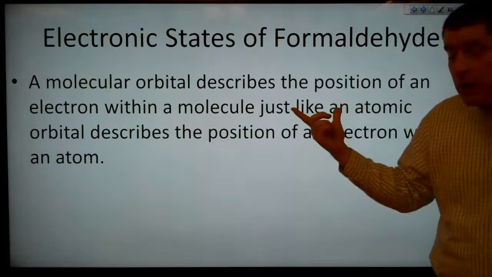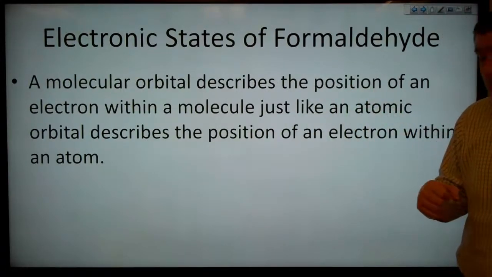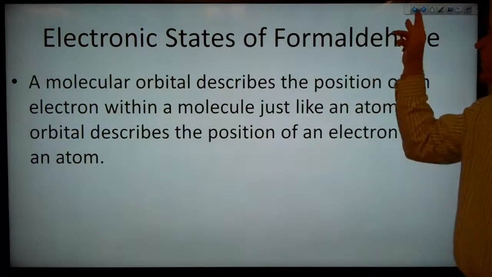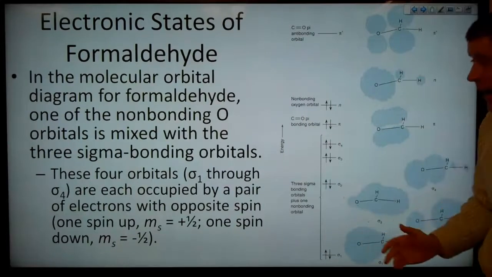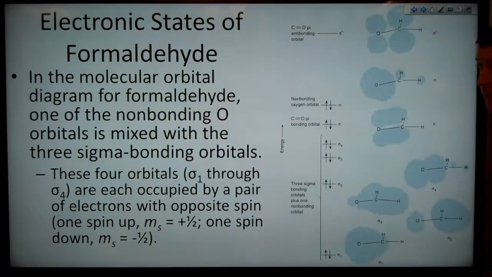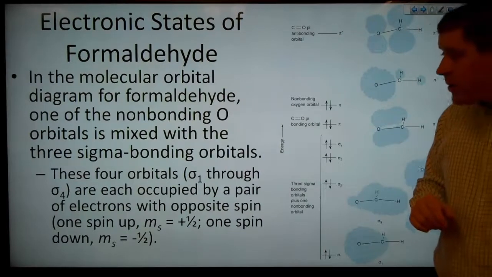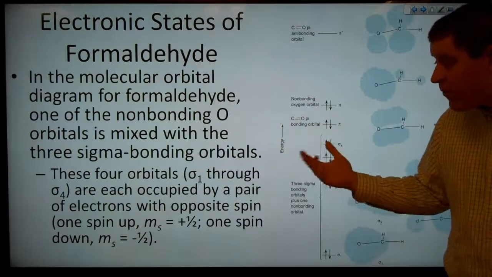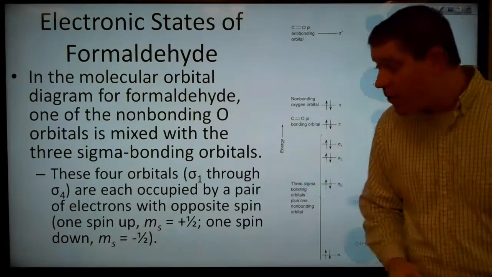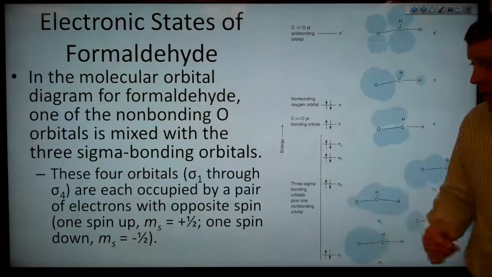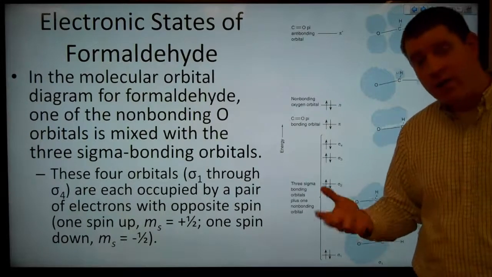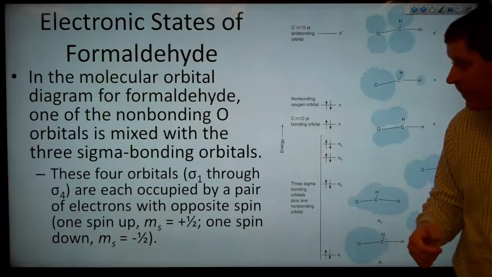A molecular orbital describes the position of an electron within a molecule, just like an atomic orbital describes the position of an electron within the atom. In the molecular orbital diagram for formaldehyde that I've got over here, one of the non-bonding oxygen orbitals is mixed with the three sigma bonding orbitals of all the bonds. And these four orbitals, sigma 1 through sigma 4, are each occupied by a pair of electrons with opposite spin, one spin up and one spin down. So that's m sub s plus a half and m sub s minus a half.